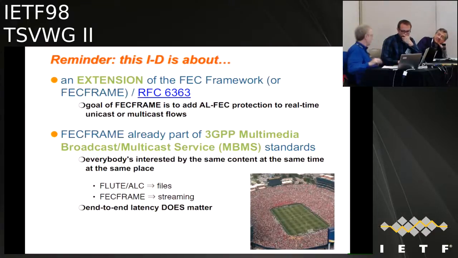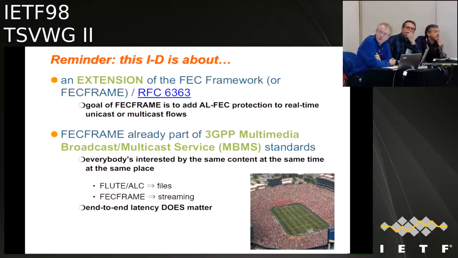FakeFrame is a specification of IETF meant to add FEC protection to real-time flows, either in unicast or multicast configuration. This is also adopted by 3GPP within the MBMS specification. Typically, this is useful for situations where many people are interested in the same content at the same time in the same place. So you broadcast the content using a FEC scheme for protection. If you are sending files, you are using something else. If you are sending real-time flows, then you are sending FakeFrame.